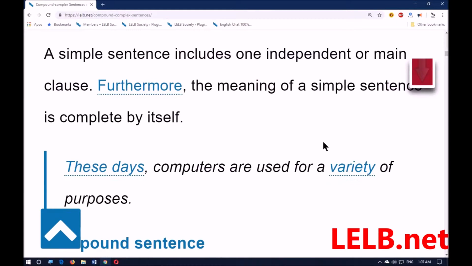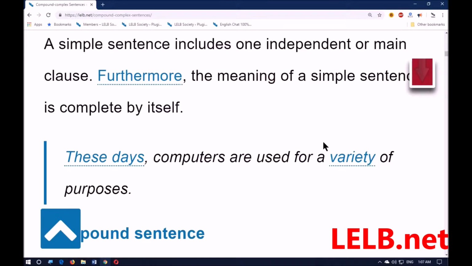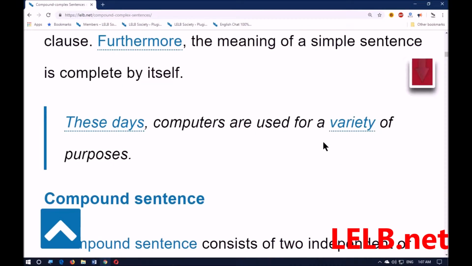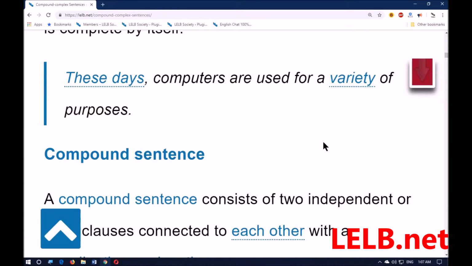An independent or main clause is a clause that has a subject and a verb, the minimum requirement, and also the meaning is self-contained, independent and self-sufficient. For example, these days, computers are used for a variety of purposes. So this is a simple sentence consisting of an independent clause. Now let's compare a simple sentence with a compound sentence.